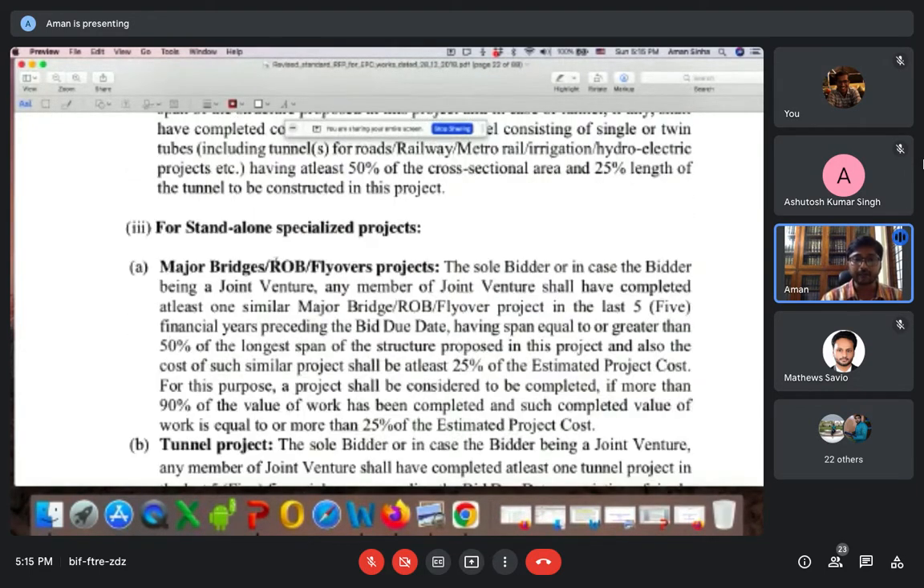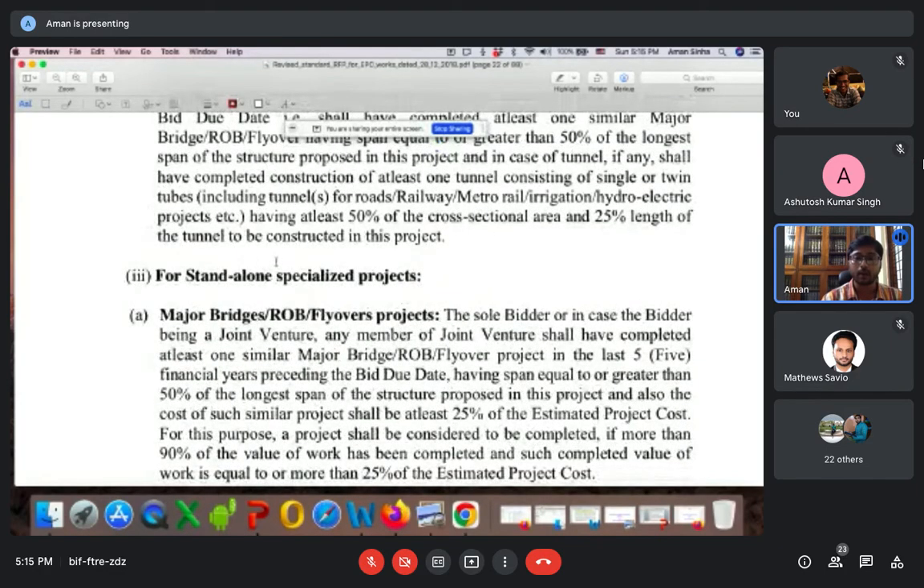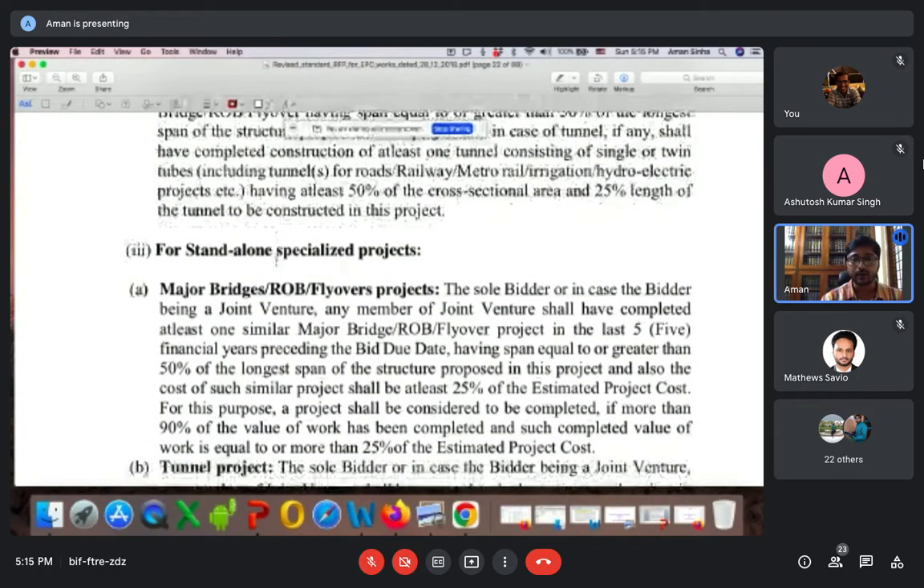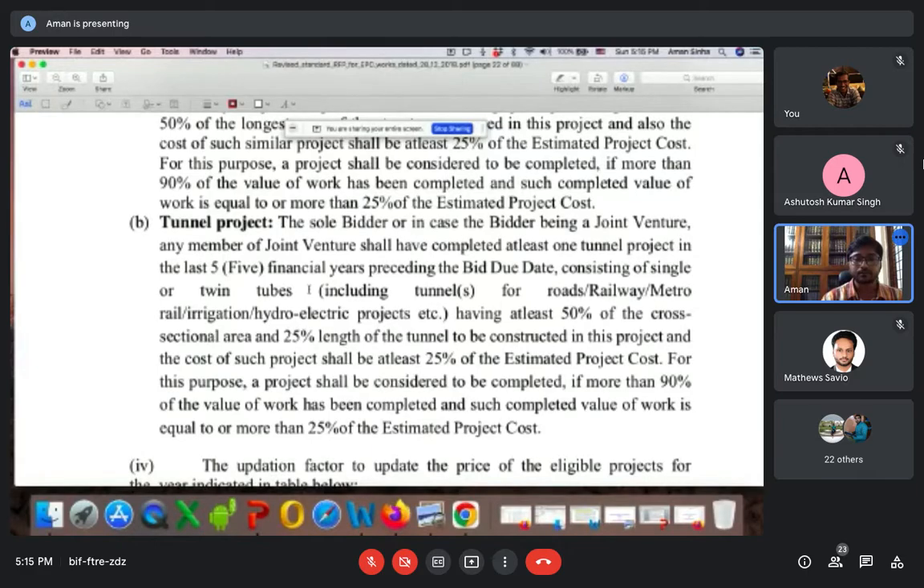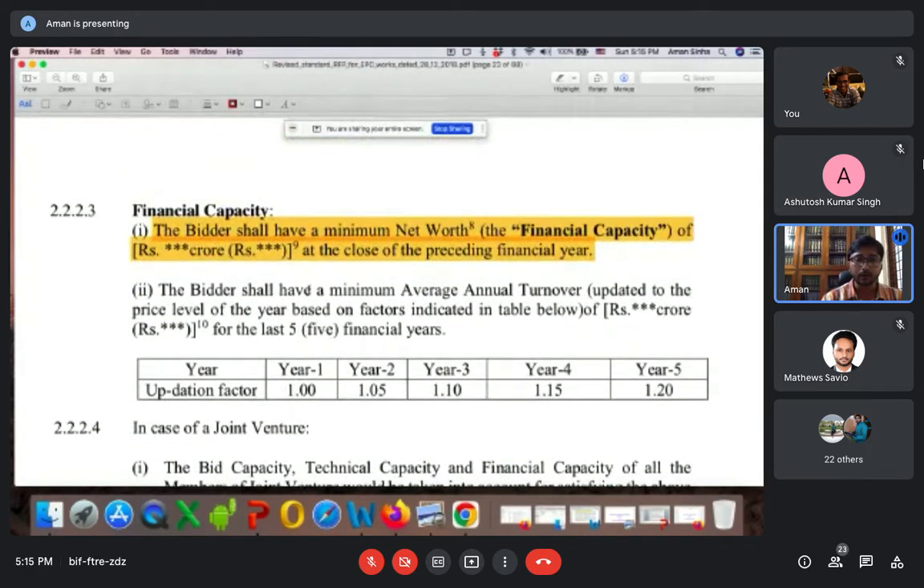And since it's a draft document, a model agreement, it has covered everything, not only the road but also the bridges. It's a part of the road also, the bridges. This is road over bridges, flyovers, all those things, tunnel projects. So all these are covered. So this is what I was talking about.